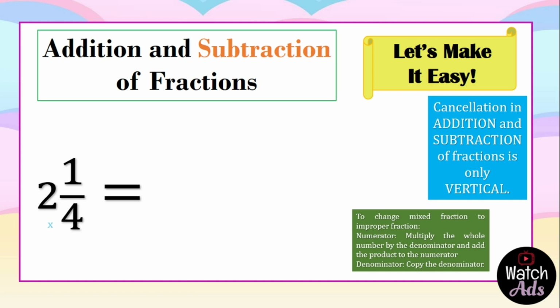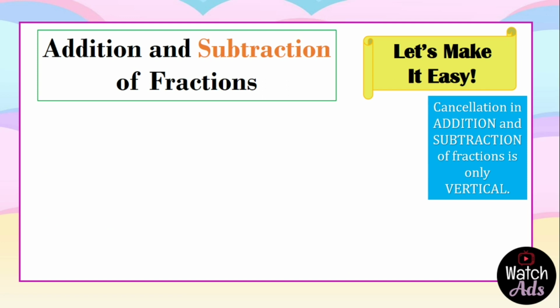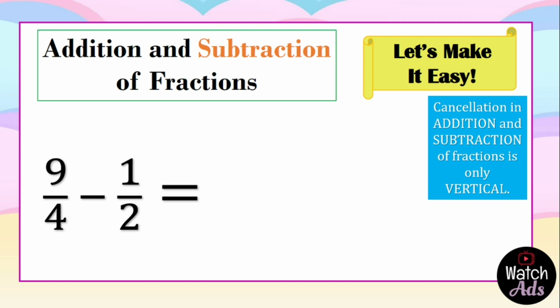Let's try. 2 multiplied by 4 gives us 8. Then we add 1. The answer is 9. 9 is our numerator. Then our denominator is 4 because we just copied the common denominator. Now 9/4 less 1/2 is now possible because if you're going to remember how we assessed the fraction earlier, 9 multiplied by 2 is 18. 4 multiplied by 1 is 4. Now, 18 is greater than 4. We can subtract the fractions.